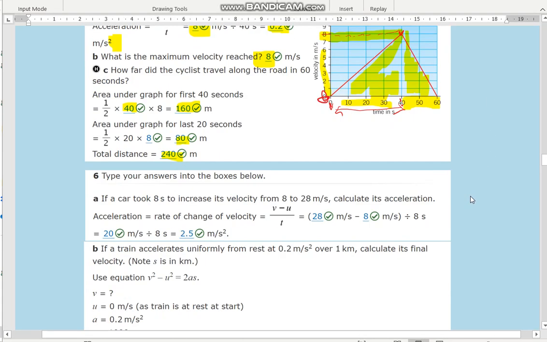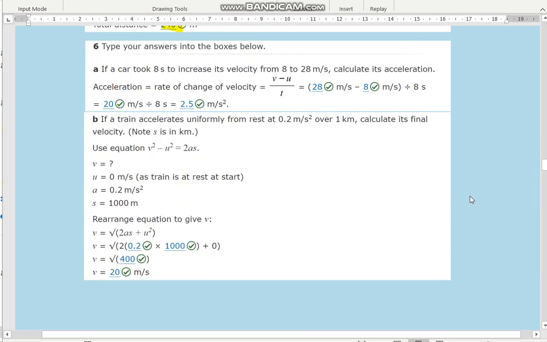Okay, moving on now to number 6. Type your answers into the boxes below. If a car took 8 seconds to increase its velocity from 8 to 28 meters per second, calculate its acceleration. So we've got v, our final velocity, minus u, our initial velocity, divided by t. v is 28 meters per second, u is 8. So 28 minus 8 divided by 8 is 20 divided by 8, which gives us 2.5 meters per second squared.